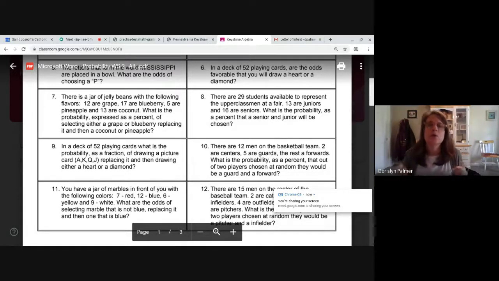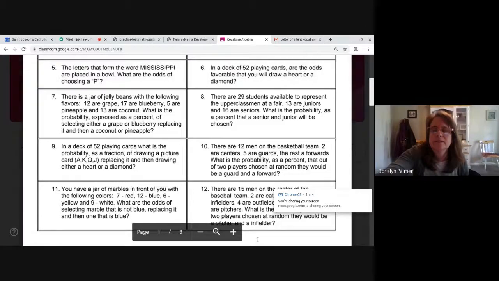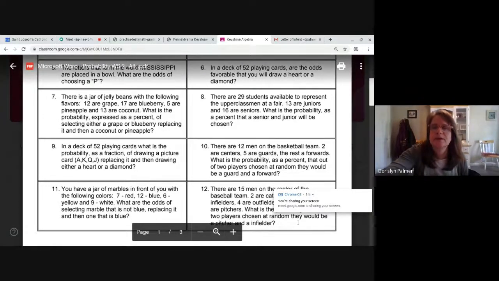Okay, we pick a card, that's 16 out of 52. We replace it. Because we're replacing it, we still have 52 cards for our next draw. How about drawing either a heart or a diamond? How many of the cards are hearts or diamonds, Nicholas? 26. 26, half of them. Good.